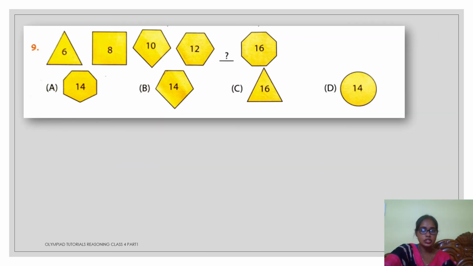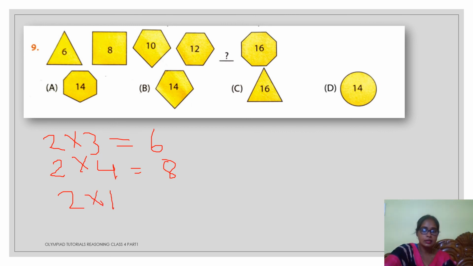This is the question about shapes. You can see here 6, 8, 10, 12. Then here is a shape and the number within that, and then 16. Just by seeing this, you can say 2 3s are 6. These are in the multiples of 2. Okay. So 2 4s are 8.